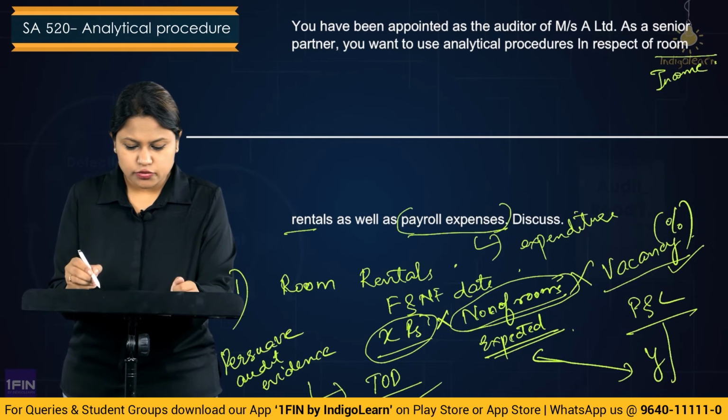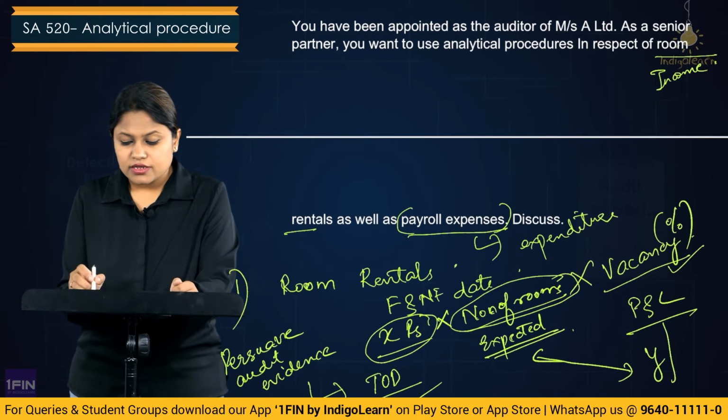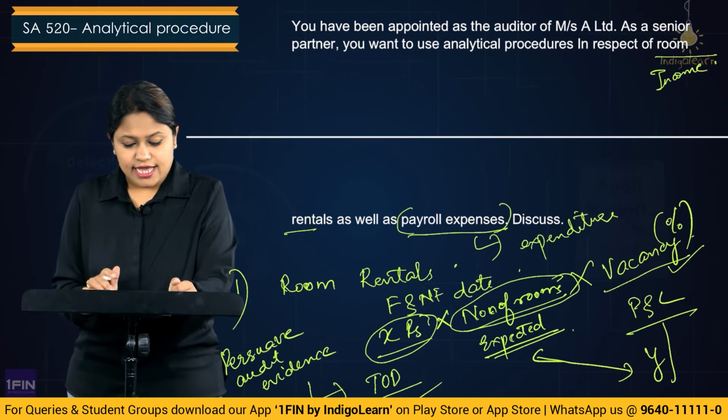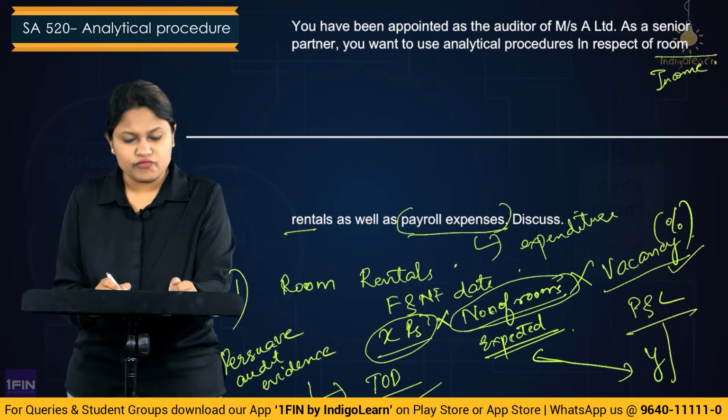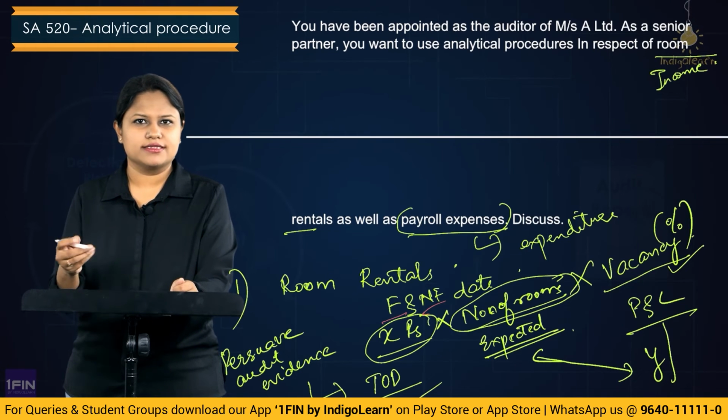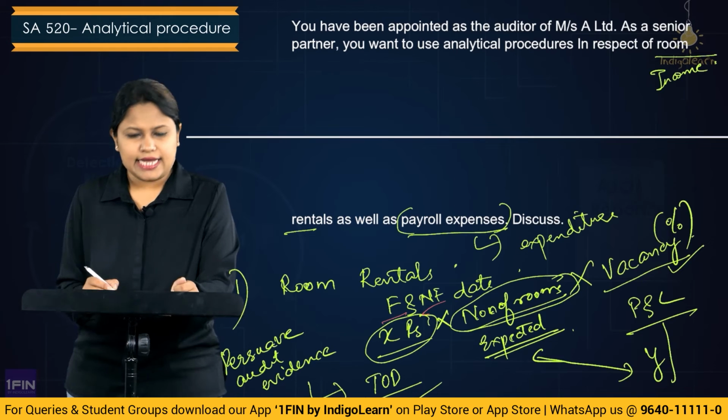Alright. So just for a quick recap for you to understand, we are checking the room rentals. And for the room rentals, we have taken up two data: one financial data, one non-financial data. Financial data is the tariff rate, that is the room rentals, the cost that you call it, and the number of rooms.